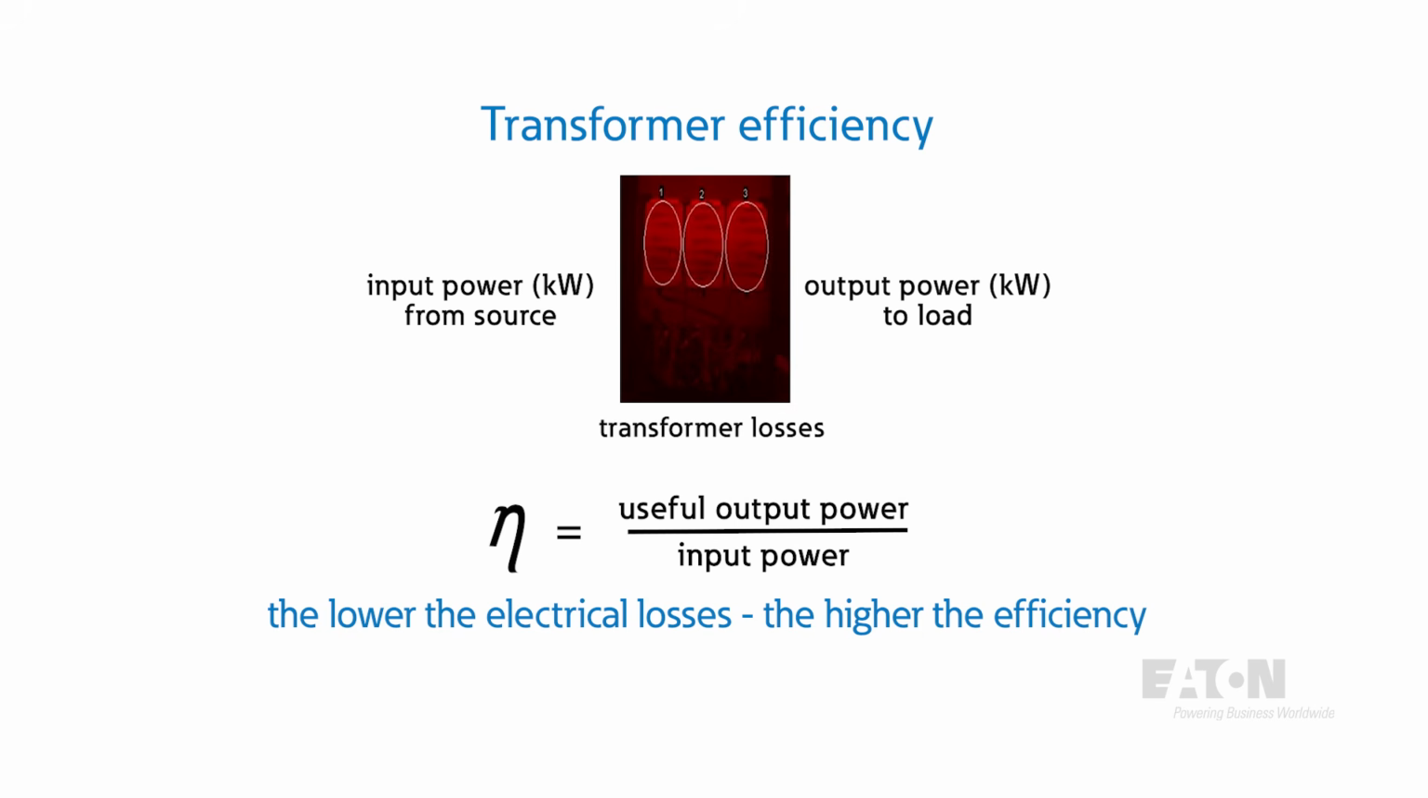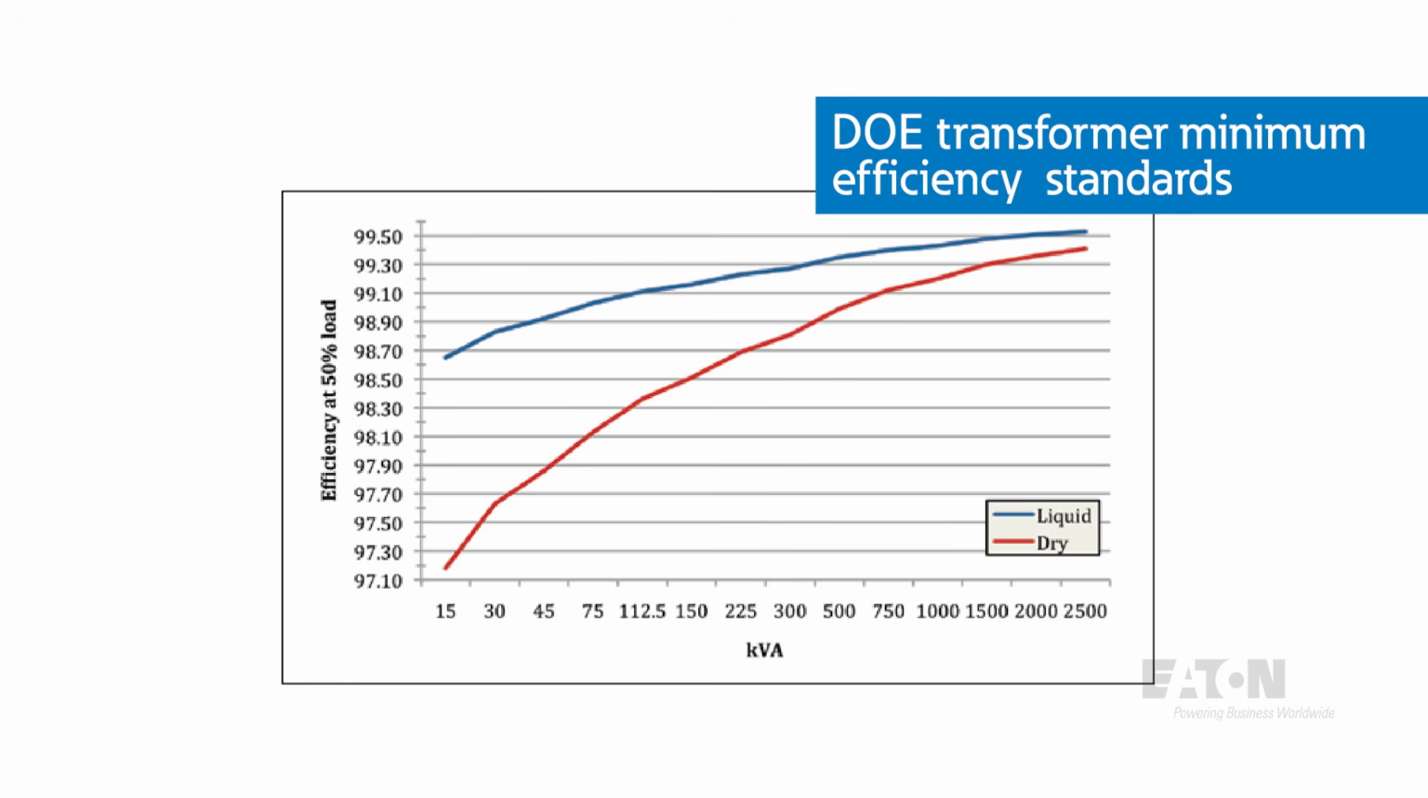In the United States, transformer minimum efficiency levels are mandated by the Department of Energy, or DOE. The current minimum efficiency levels as defined by the DOE are shown here.